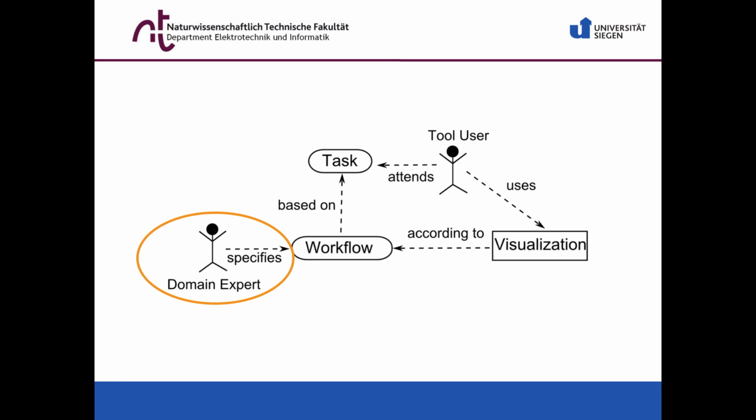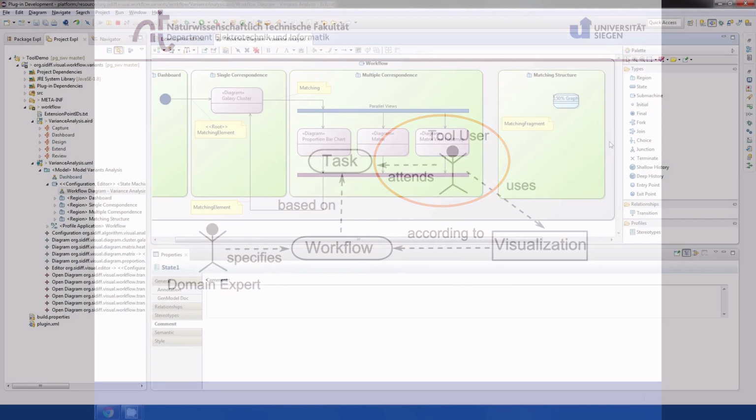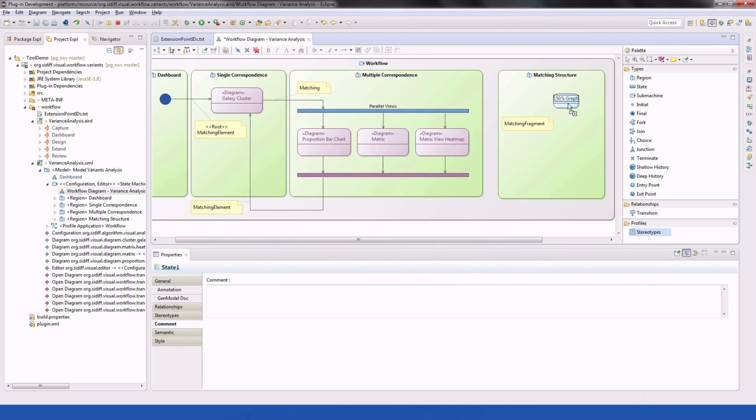The first role is the role of the domain expert. The domain expert defines a step-by-step workflow for a concrete use case. The workflow allows even inexperienced users to approach a problem of a specific use case in a structured and efficient way. We use profiled UML state machines to define a workflow.